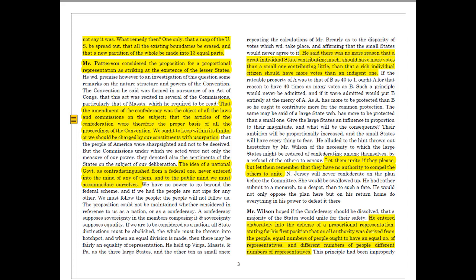And why is that so? In the next highlighted passage on the left-hand column: "The idea of a national government as contradistinguished from a federal one never entered into the mind of any of them, and to the public mind we must accommodate ourselves." Now this language here is a little bit tricky. We have a national government and it's being distinguished from a federal one. That's confusing to us in the 21st century because we call our national government our federal government. So those two terms for us are synonymous.